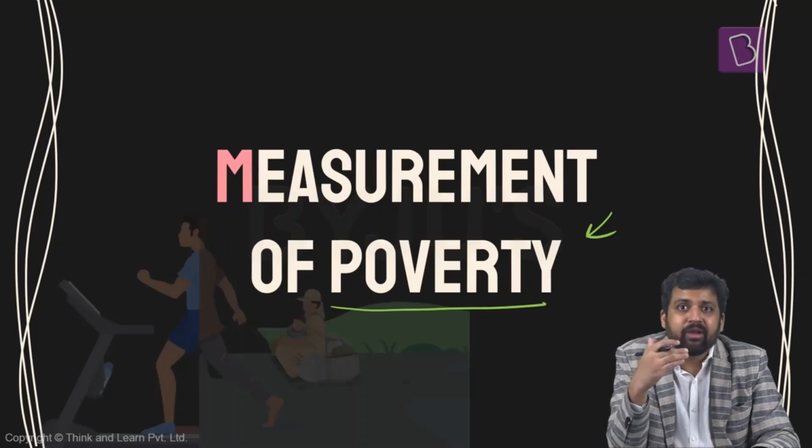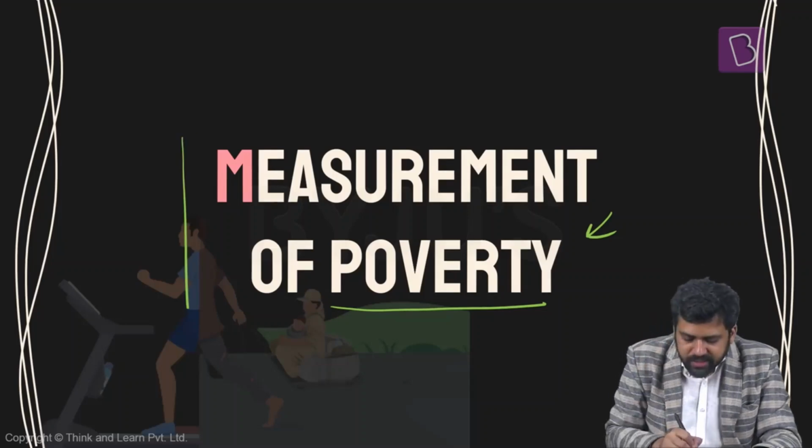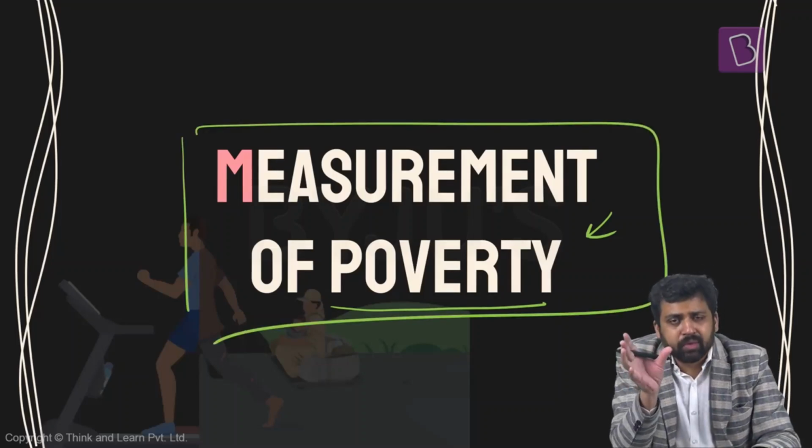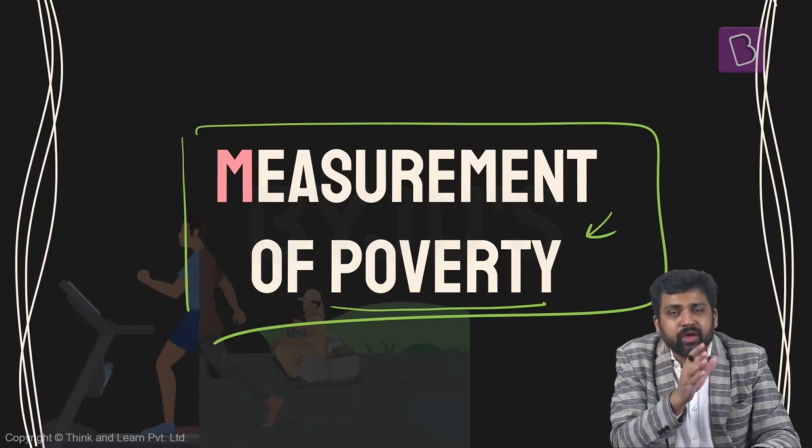We're trying to make it more objective. We are basically quantifying something which is qualitative in nature. So how is this done? And it's not that poverty is measured only in India. World over, poverty is measured. How do countries world over try to measure poverty? This is something that we are going to discuss for the next few minutes.